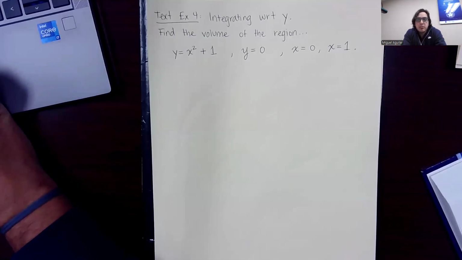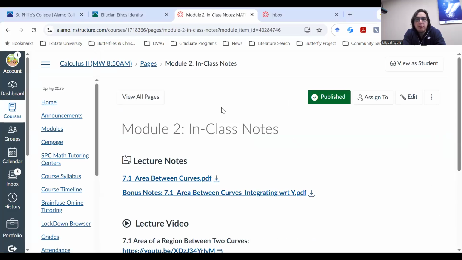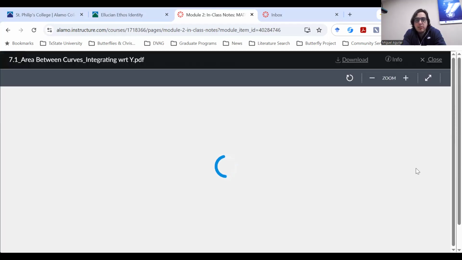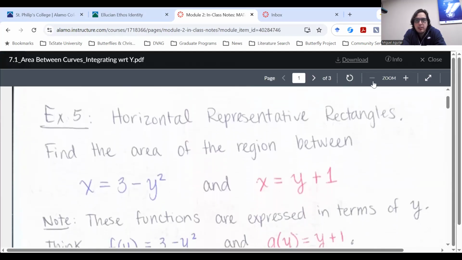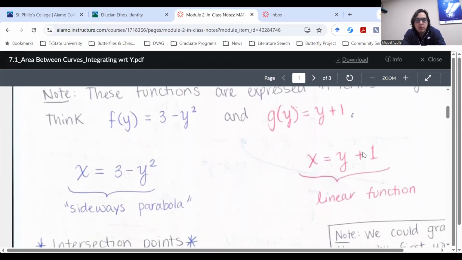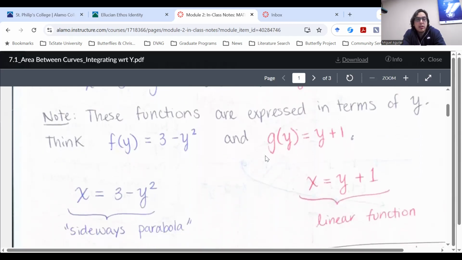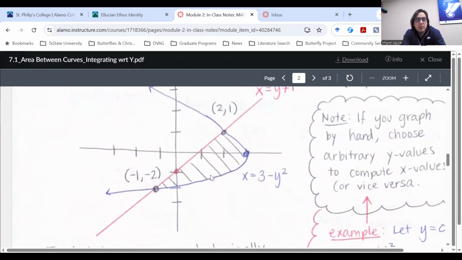So in Module 2, if you look at the Module 2 in-class notes, I haven't made a video for this, but I did put some bonus notes here that say integrating the area with respect to y. So if we look at those notes, I took an extra example out of section 7.1, and I worked through that problem. Those problems were given as x equals 3 minus y squared, so that's a function of y, and x equals y plus 1, again, another function of y. So they're integrating with respect to y, which means that the drawing that you end up getting looks something like this.